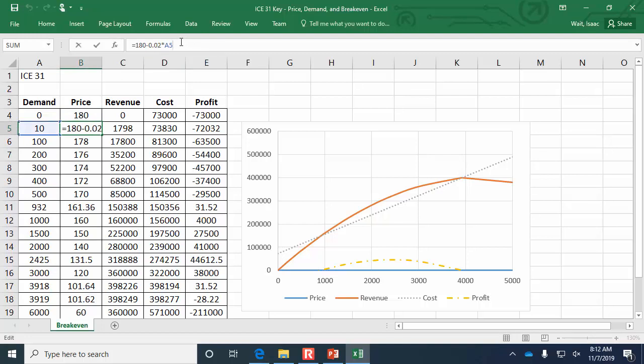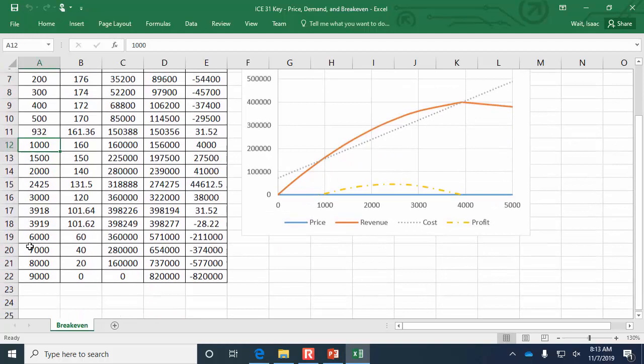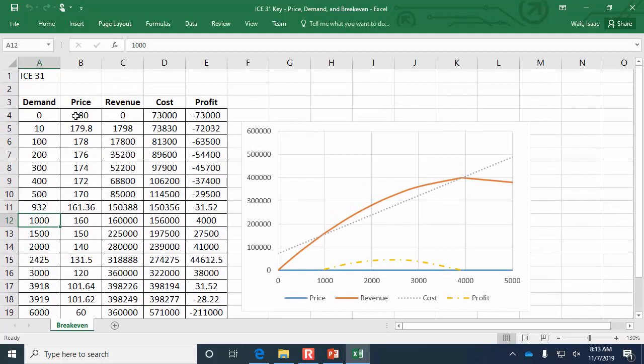So in our example, the price was 180 minus 0.02 times the demand amount. And so if we want to sell 300 units, we should set the price at 174. If we set the price at 160, we'll sell 1,000 units, and so on. So we can just go through a bunch of numbers and find out what's the price associated with that.